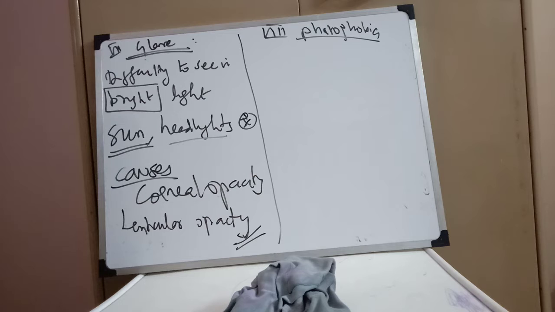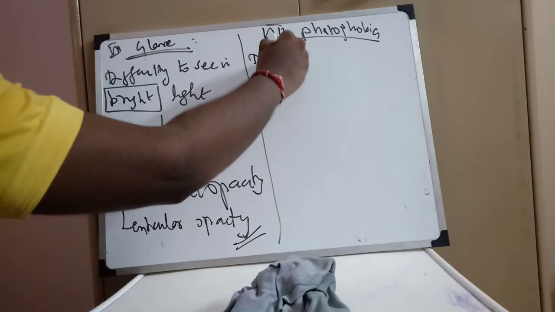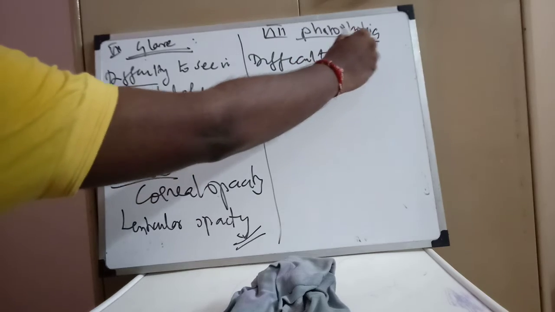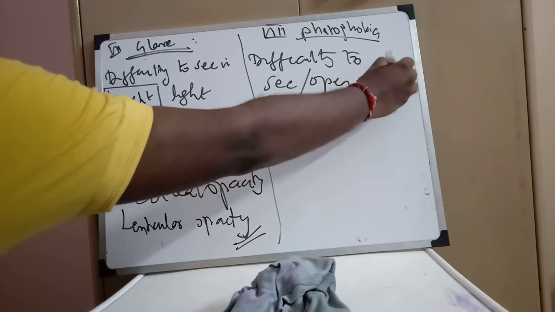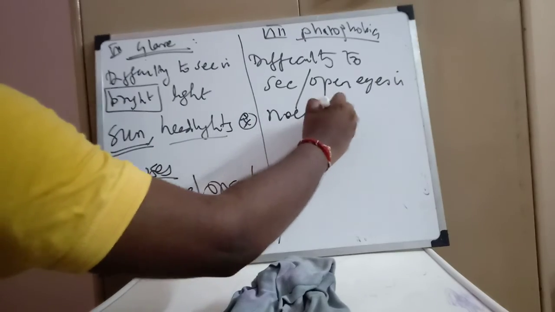Okay. Next, we are going to have photophobia. What is photophobia? Photophobia is going to be difficulty to see, or sometimes even to open the eyes, in normal light.